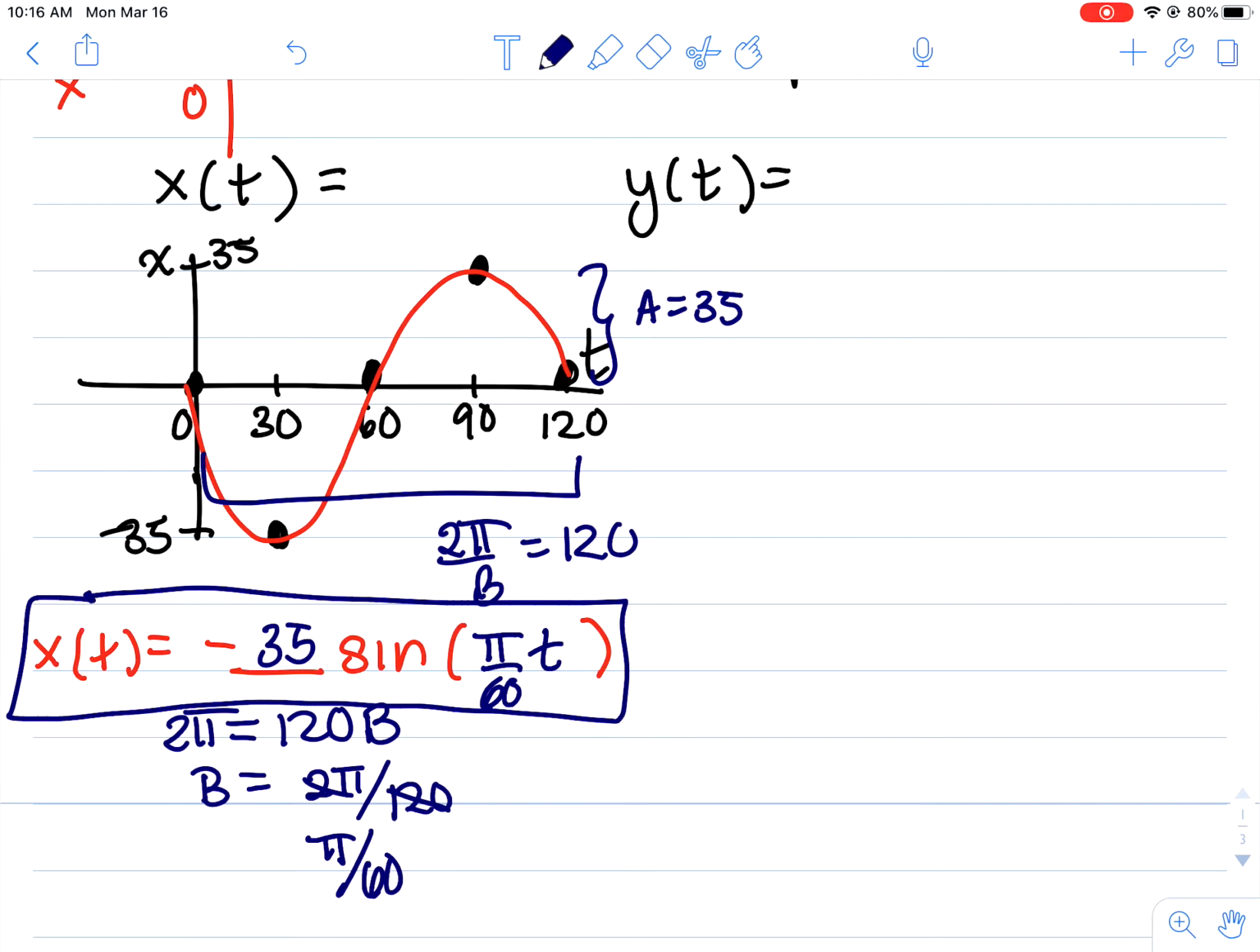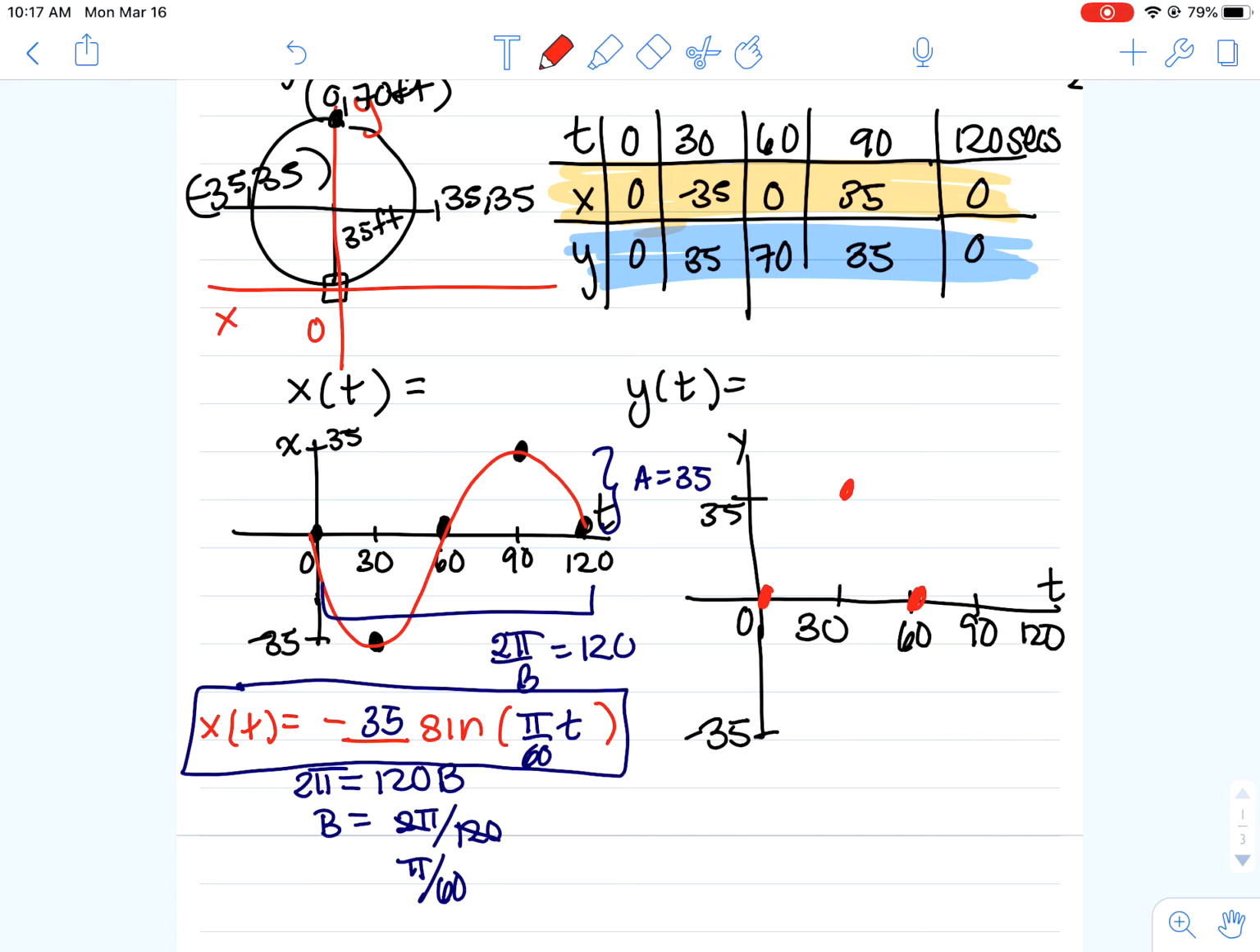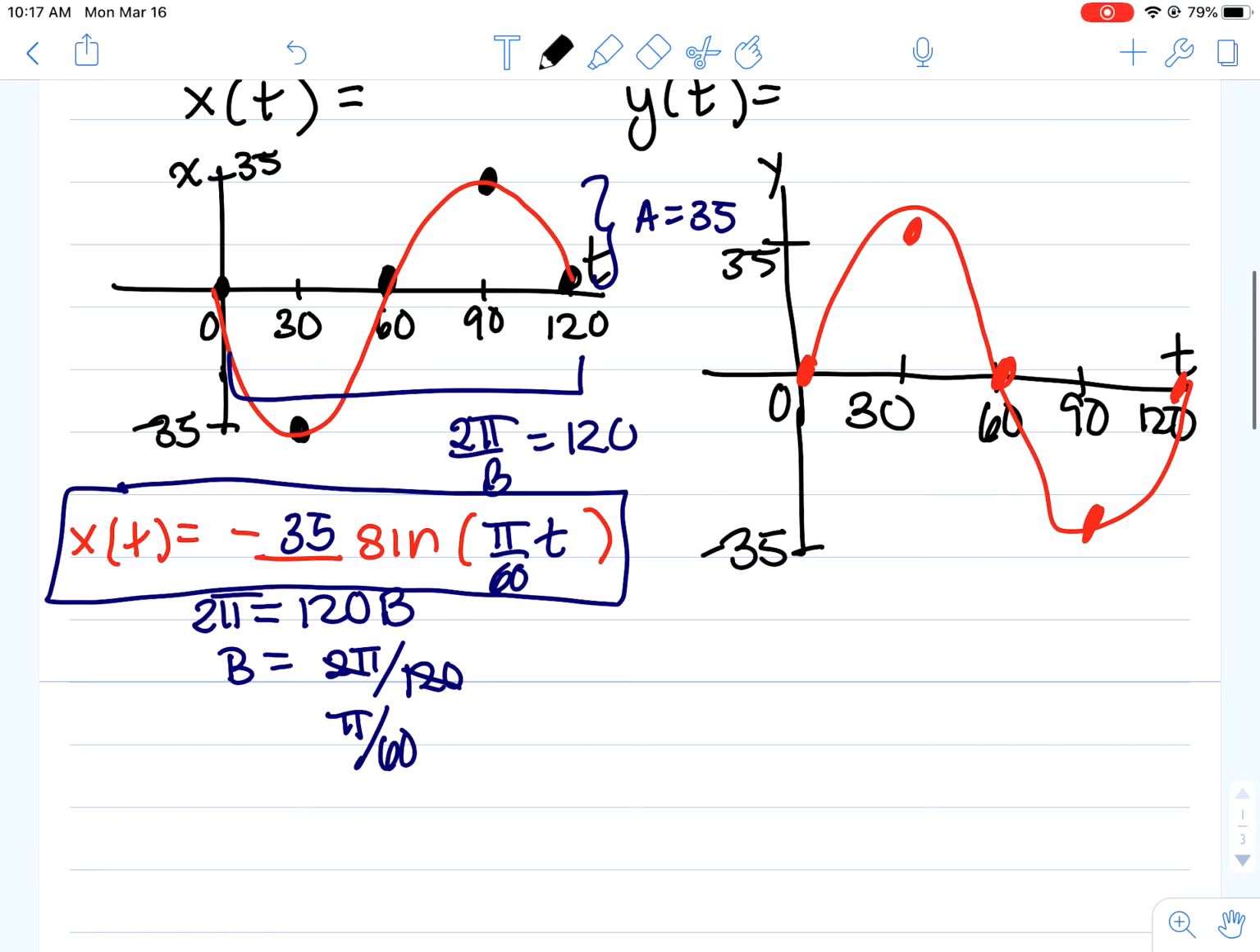Okay, so now let's look at our equation for y given t. We have the same period, so we're probably going to have the same b value. And we have the same max and min, so we're probably going to have the same a value. So then let's see what we get. So we start at 0, go to the max, back to equilibrium, down to the minimum, back to equilibrium. We have a negative sine graph. Sorry, we have a regular sine graph.